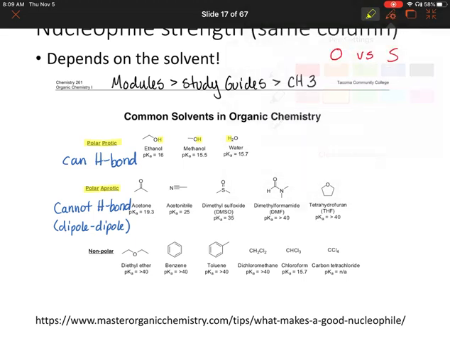And then in the last column, we have nonpolar solvents. Nonpolar solvents cannot hydrogen bond, but they also cannot have dipole-dipole interactions. So really their only intermolecular forces are London dispersion forces or van der Waals forces. Some common nonpolar solvents are diethyl ether, which we've used in lab before. Benzene is another one. Toluene is pretty similar to benzene, except it has a methyl group on one side. Dichloromethane is another common solvent.